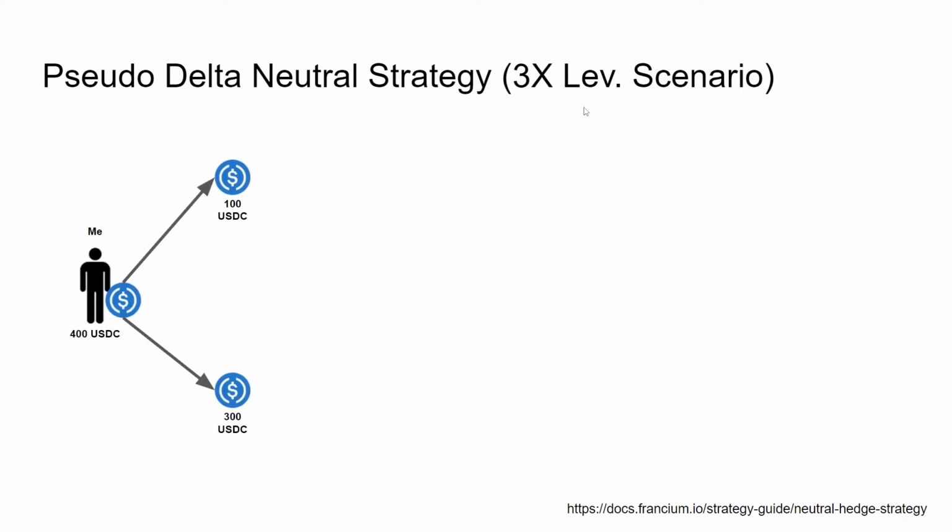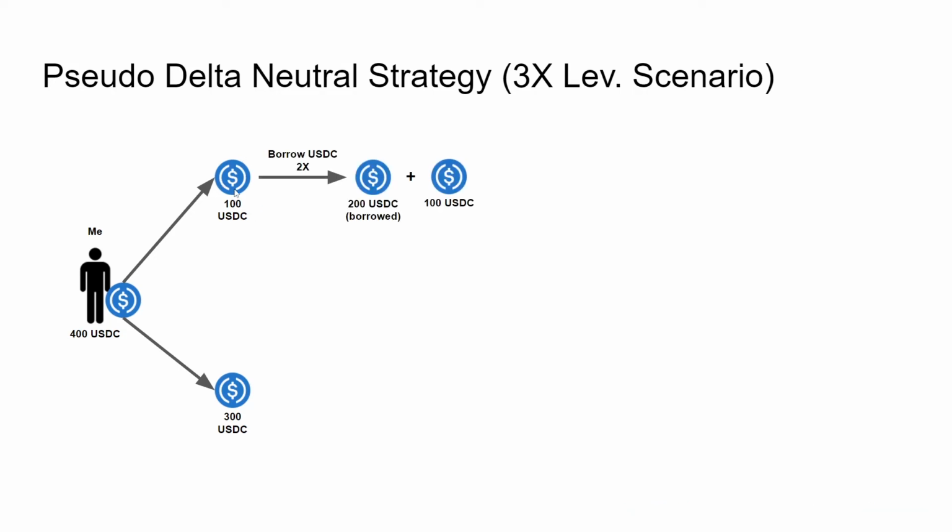So I'm using a 3x leverage scenario because the numbers work out pretty nicely. But if it was a 2x leverage scenario, then the numbers will change slightly. Imagine that I have 400 USDC to begin with to invest. I'll be splitting that up into 100 USDC in the long position and then 300 USDC in the short position. And as I explain through this example, it will make sense why they're split in such a way. 75% of my initial investment goes to the short position and 25% goes to the long position. So I'm going to walk through the long position first. What I'm going to do with the 100 USDC is to borrow 2x that amount.